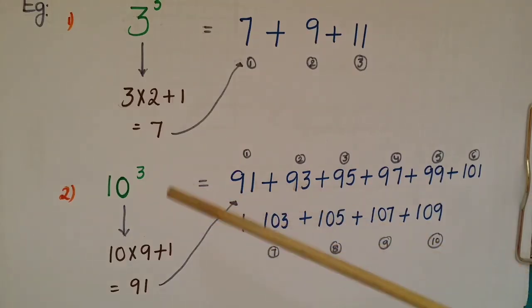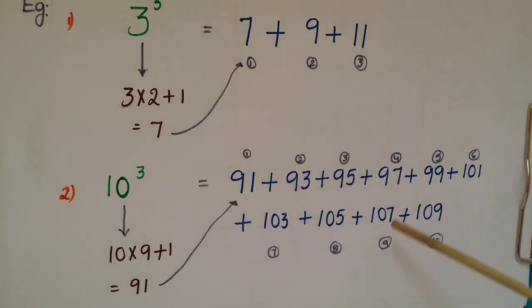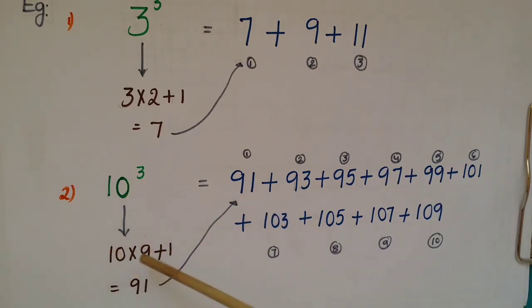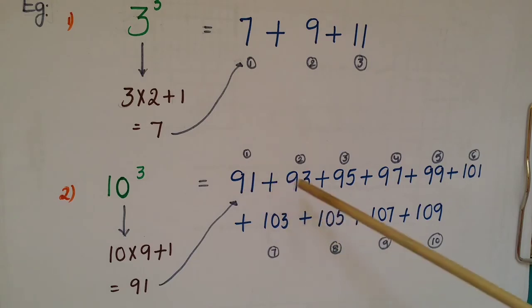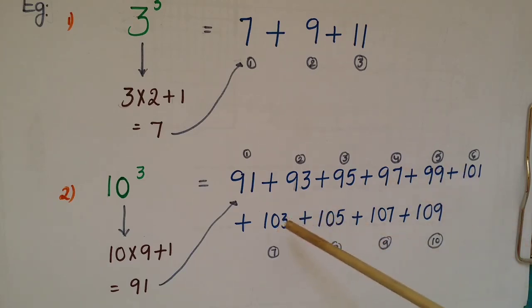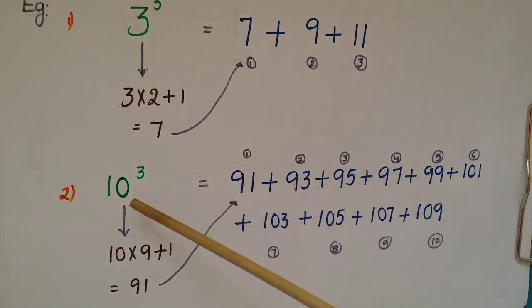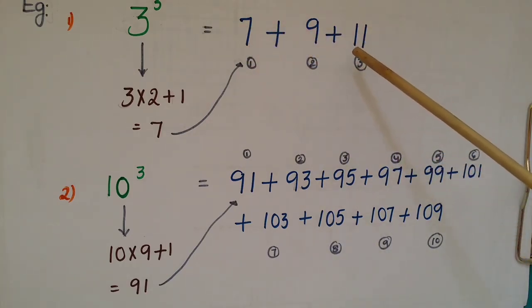The next example is 10 cube. Here we need 10 cube, so we have to add 10 consecutive odd numbers. We have to find the first odd number like this. 10 into, before 10 is 9, so 10 into 9 plus 1, that is 10 9s are 90, 90 plus 1 is 91. So the first odd number here is 91, and the consecutive odd numbers are 91, 93, 95, 97, 99, 101, 103, 105, 107 and 109. So these are 10 numbers. If we add all these numbers, we will get 10 cube, that is 1000. Here also we will get 7 plus 9 plus 11 is 27. We will get 3 cube.